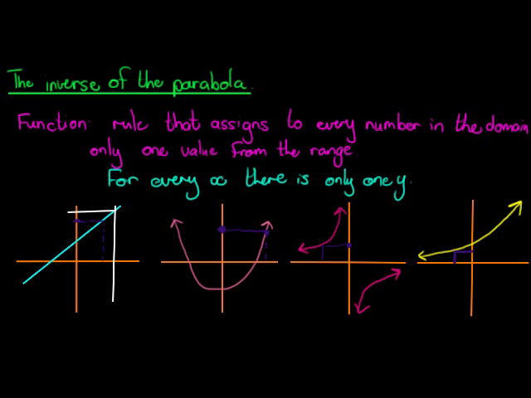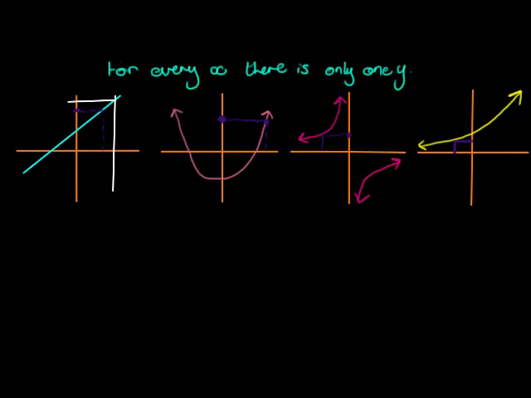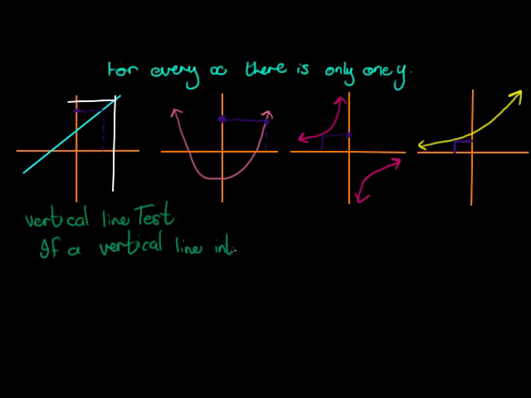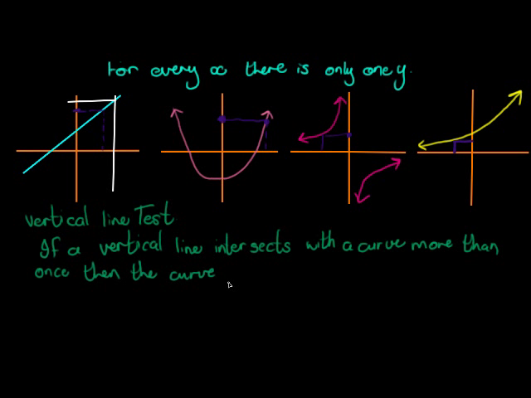With this in mind, we can now state a test called the vertical line test. The vertical line test states that if a vertical line intersects with my curve more than once, then the curve is not a function.